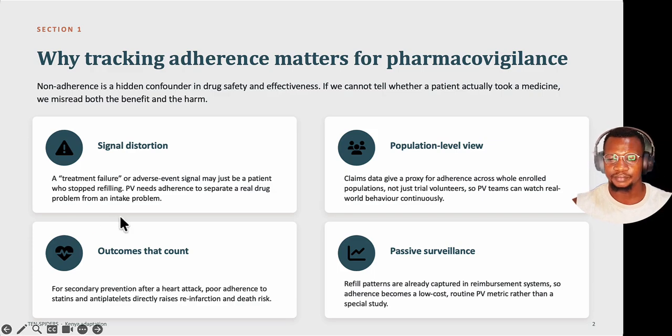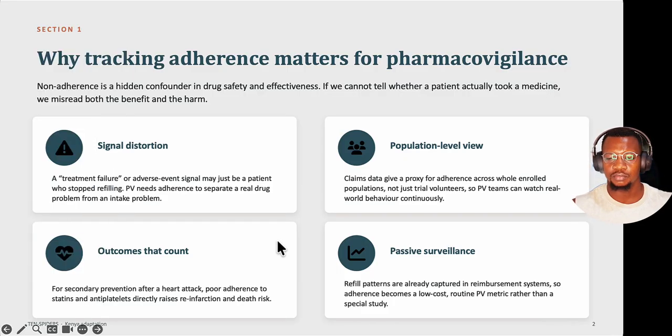Now, sometimes a treatment failure or an adverse event signal may just be a patient who stopped refilling their prescription. Population level view: claims data gives a proxy for adherence across all enrolled populations and not just trial volunteers. So PV teams can watch real world behavior continuously and collect real world evidence.